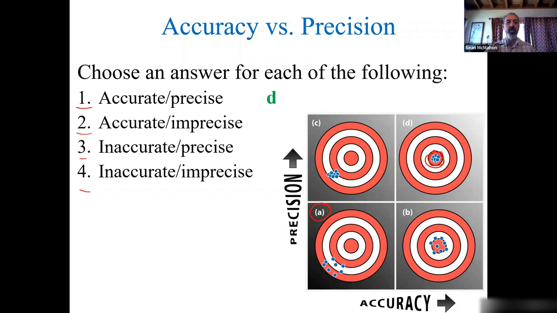That's kind of rare. What about accurate but imprecise? So that would be B. Now, why is that? They're not consistent with their throws. This could be caused by random error, fluctuations in the room and things like that. A lot of people say that's human error, but random error is a little bit different.